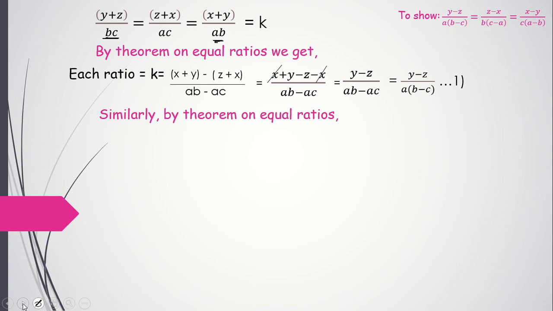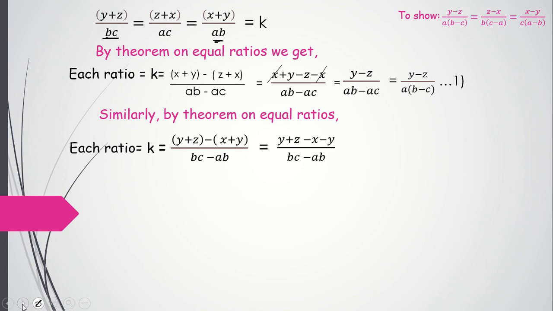Similarly by theorem on equal ratios, each ratio K is equal to BC minus AB. BC is this. Now what is on top of BC? Y plus Z. So we wrote that Y plus Z there. And what is on top of AB? X plus Y, we wrote there. Now open the brackets. Y plus Z minus, open the brackets, and the signs will become minus X minus Y.